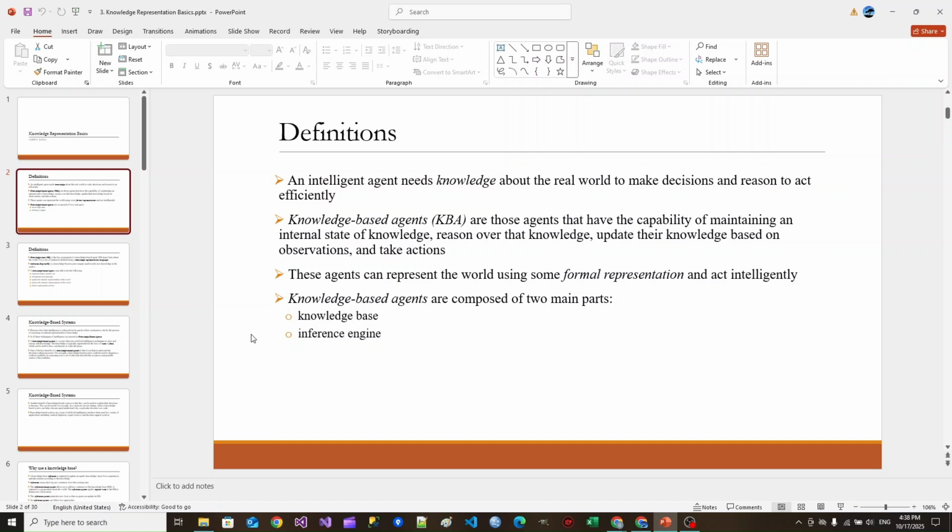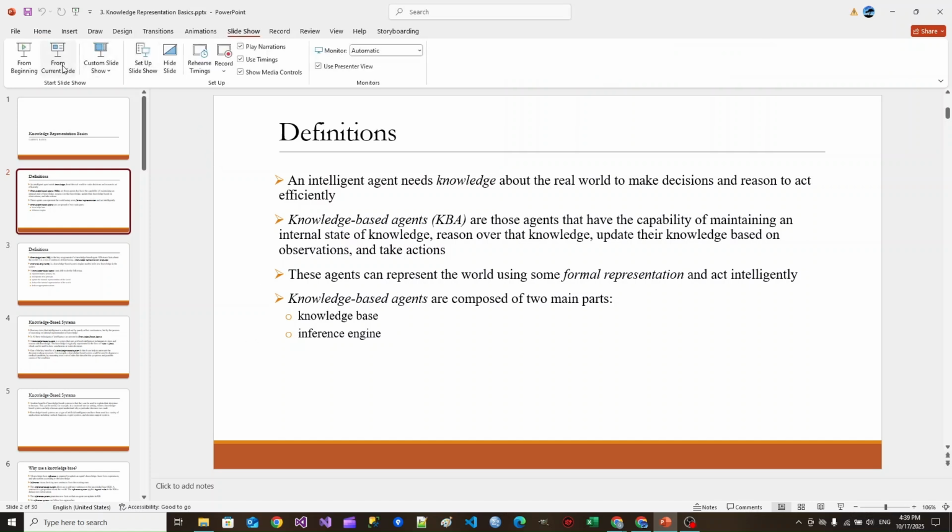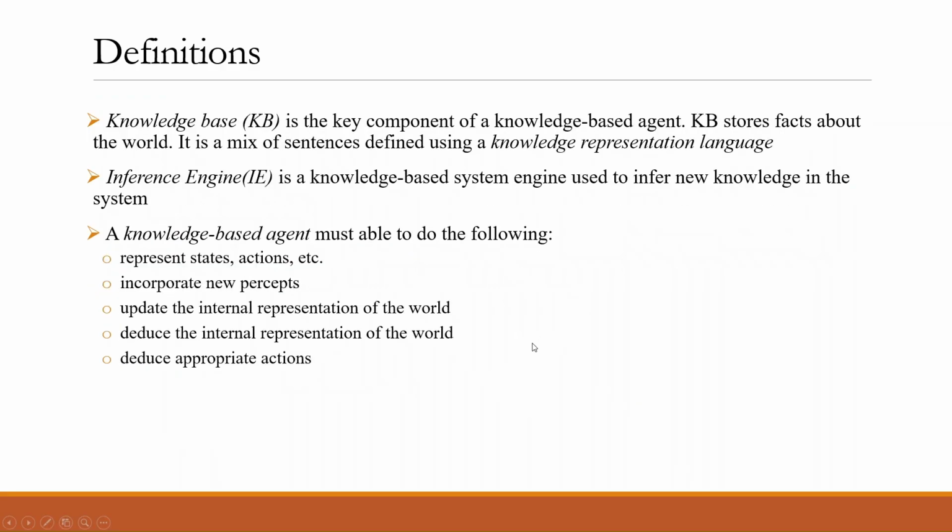These agents can represent the world using some formal representation and act intelligently. Basically, knowledge-based agents are composed of two main parts. We have the knowledge base and the inference engine. Now, the knowledge base is the key component of a knowledge-based agent. The knowledge base stores facts about the world. It is a mix of sentences defined using a knowledge representation language. On the other hand, the inference engine is a knowledge-based system engine used to infer new knowledge in the system.